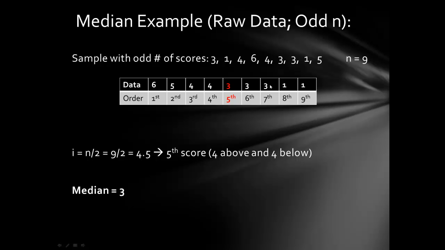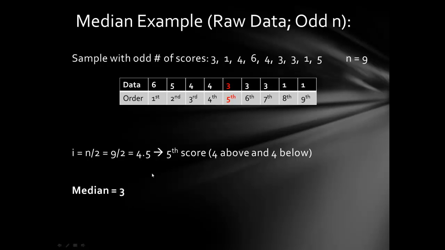So I put the data in numeric order from highest to lowest. You can put it in order from lowest to highest. It doesn't matter as long as it's in order. And then I found my median index. So I have 9 scores. 9 divided by 2 is 4.5. The 5th score is my median. There's 4 above and 4 below. So no matter which way you go about it, if I'm counting, okay, I'm looking for the 5th score, 1, 2, 3, 4, 5, or 1, 2, 3, 4, 5, I'm still going to arrive at the same number.